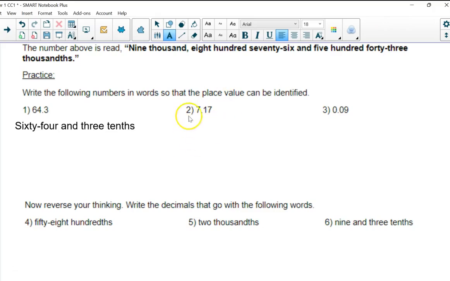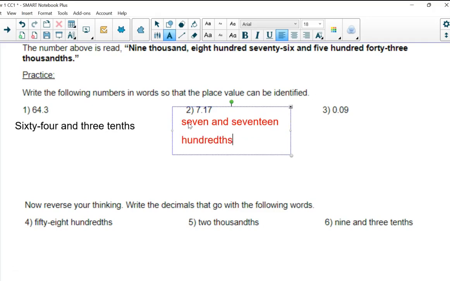All right, we see here in number 2, 7.17. So how we would say that is 7 and, remember, "and" means our decimal point, 17. What place value is that in? It is in the hundredths spot. So 7 and 17 hundredths.